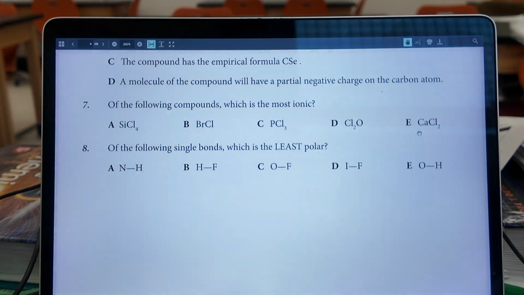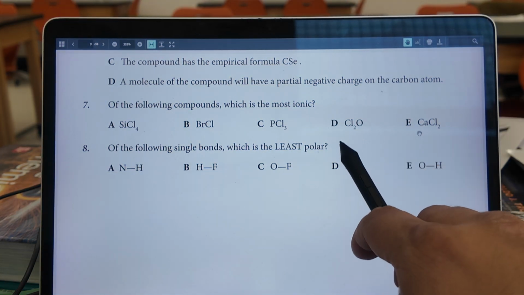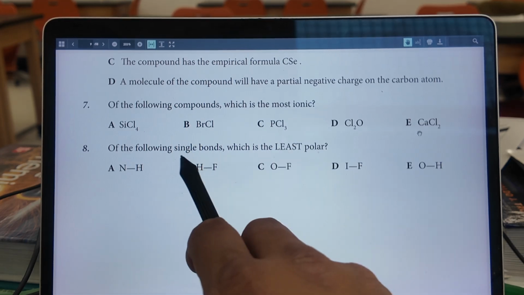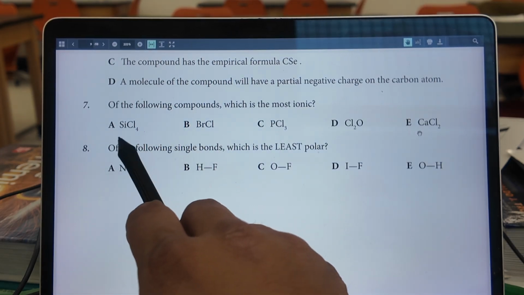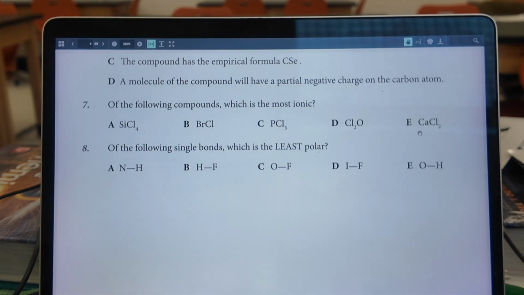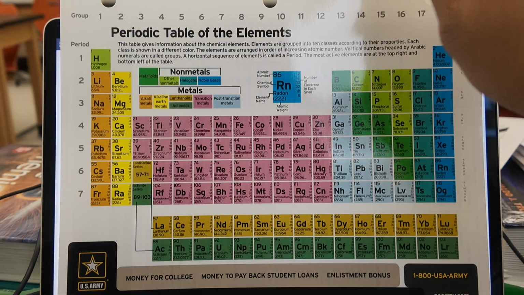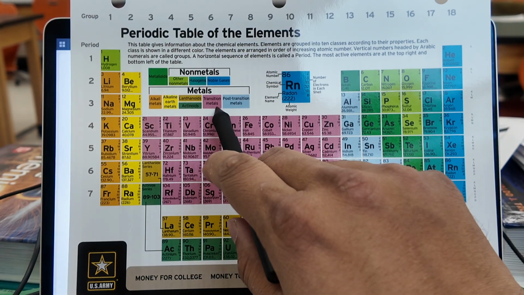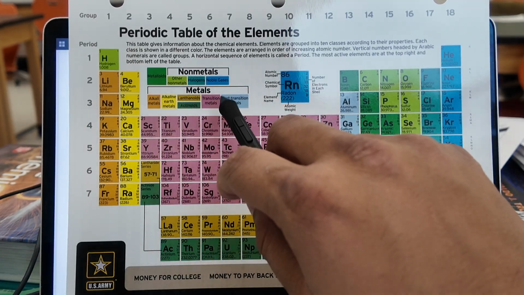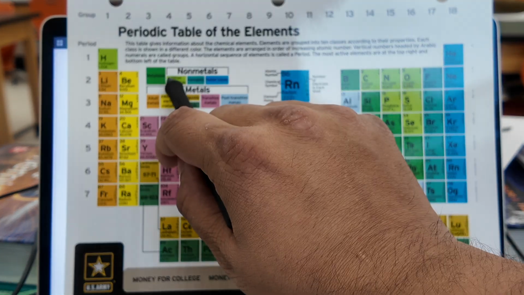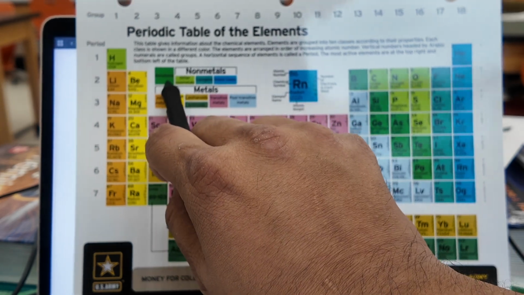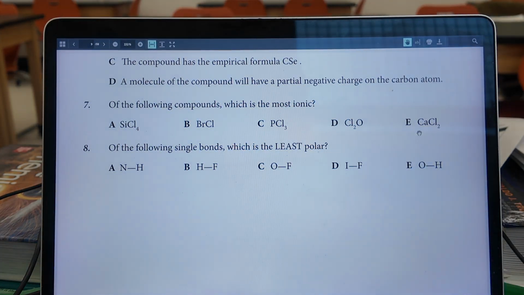The rest of them are, these two are both nonmetals, these two are both nonmetals, these two are both nonmetals. This is a nonmetal, and this is a metalloid. Si is a metalloid. So look, these are nonmetals, these are metals. Green, this color, is a metalloid. So that one doesn't work.